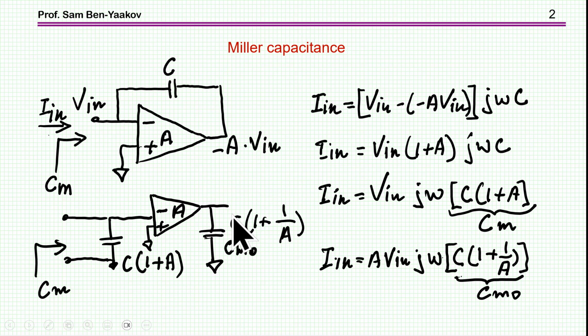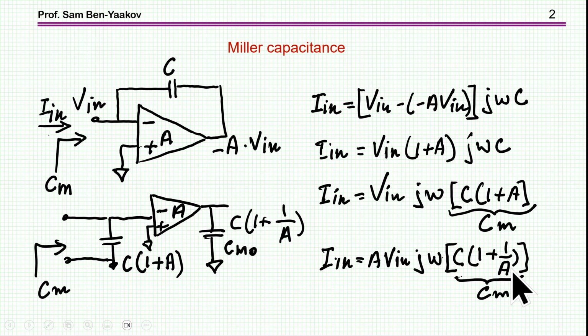A similar effect is happening at the output. The capacitance that the amplifier sees is not the actual capacitor, but a modified value. In this case, I can get the value by multiplying by the gain and then dividing by the gain. So with the voltage of A V in, which is the voltage here, we have a capacitance which is C times 1 plus 1 over A.